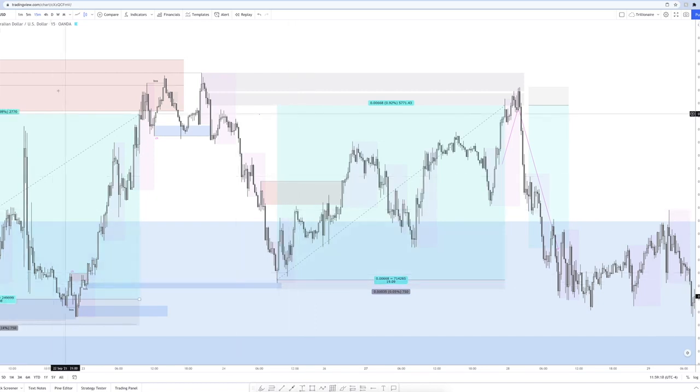Why does it do that? Well, because my stop loss is always going to be my invalidation zone. Okay, if price closes below my stop loss zone, my stop loss area, then more than likely it's going to be an invalid trade setup.